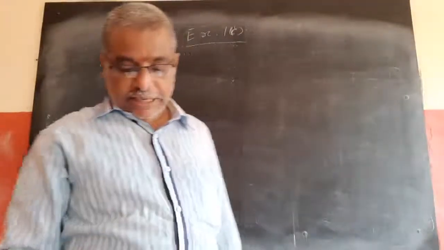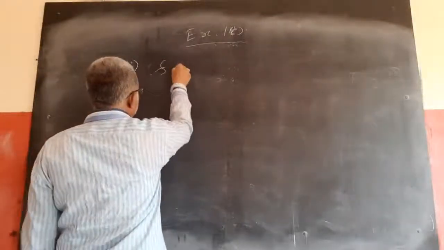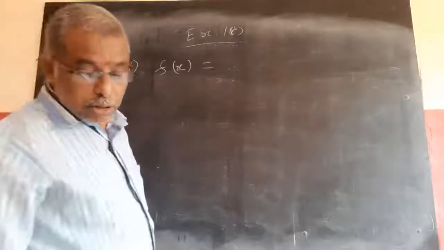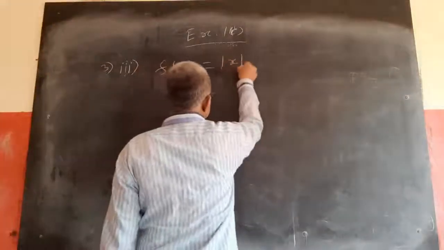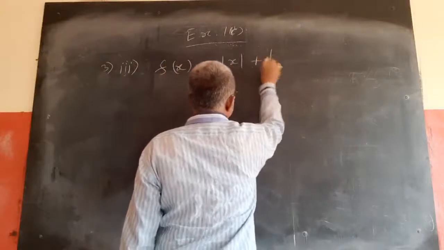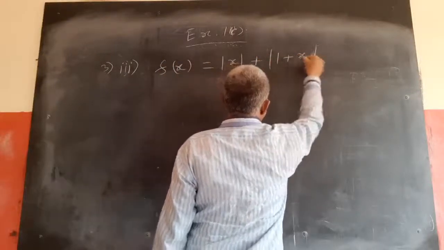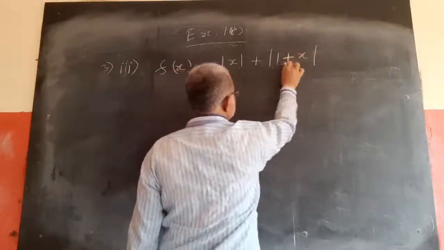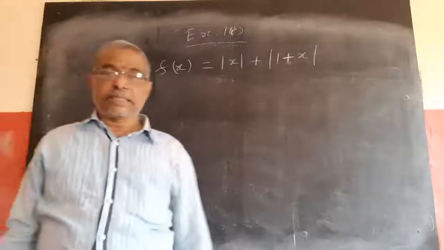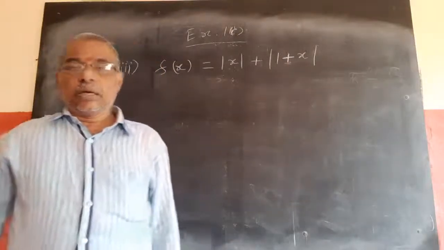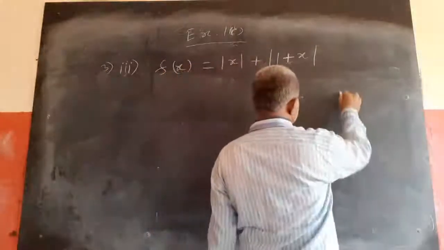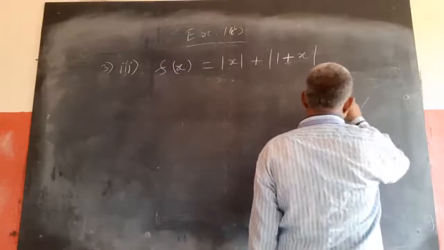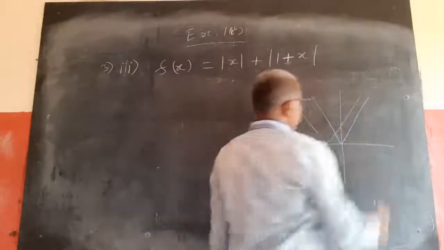Next, f of x equal to mod x plus modulus of 1 plus x. What is the domain? We already discussed this. What is the mod x function? The mod x function will be like this, and the mod 1 plus x function will be like this. These are the two functions.